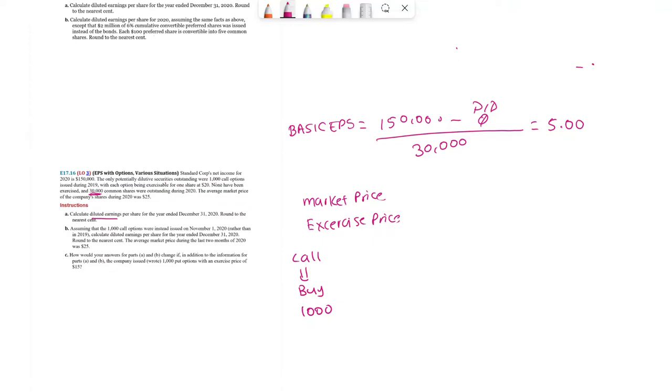Each option was exercisable for 1 share for $20. So the exercise price is $20. What we needed was a market price, because we wanted to know: should we exercise this option or not? The market price is $25. If you were to buy it today, the price you're going to pay is $20. So then, is this in the money? Yes, it is in the money.